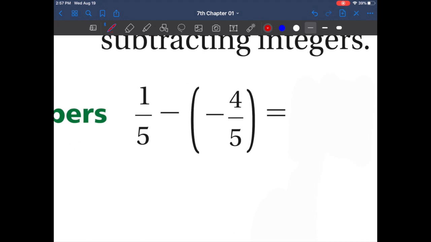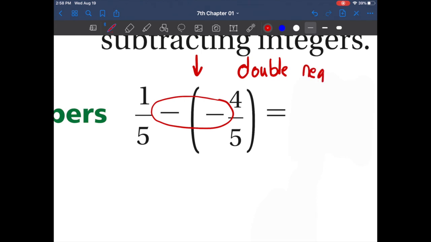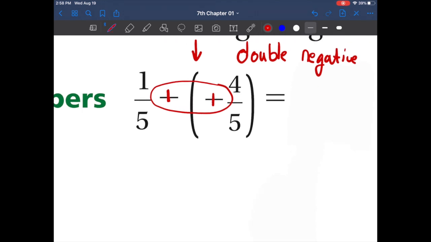All right, let's start off with a problem. We have 1/5 minus a negative 4/5. What do you guys notice already about this problem? Well, the simple solution from the last video is that this is called, does anybody know? This is called a double negative. So a double negative, what happens with them? Well, they turn positive. So let's rewrite this problem.